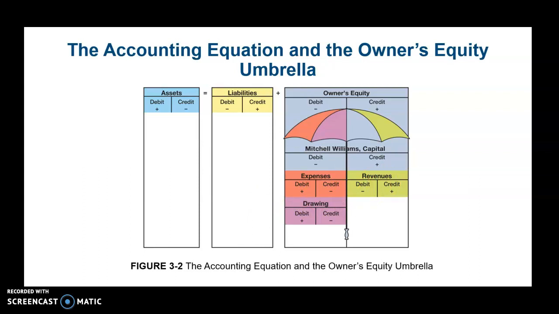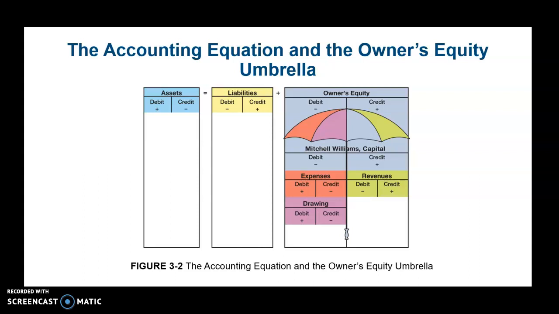If we have revenue, so if we sell something or we get service fees or anything like that, revenue increases capital, correct? We're increasing the amount of money that we have in the business, so we're increasing our capital. Because of that, revenue is just like our owner's equity account. It will increase on the credit and decrease on the debit, because capital and owner's equity increase on the credit side. So revenue is going to run just like it.